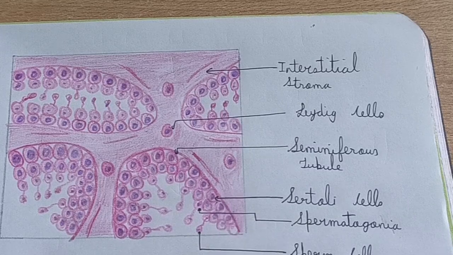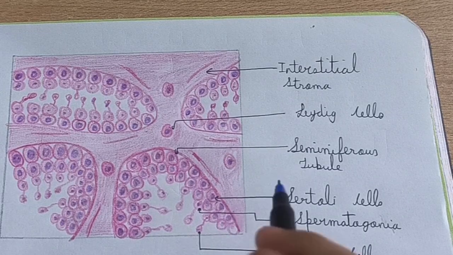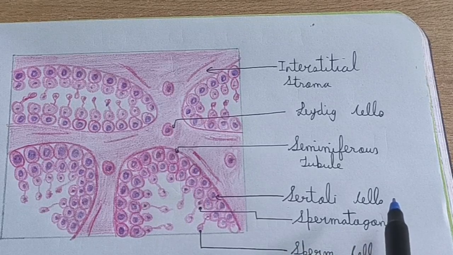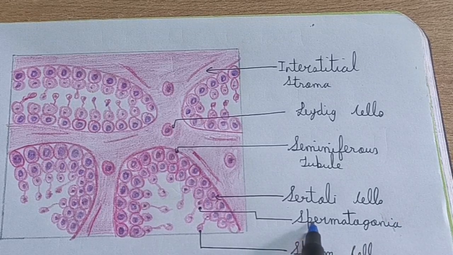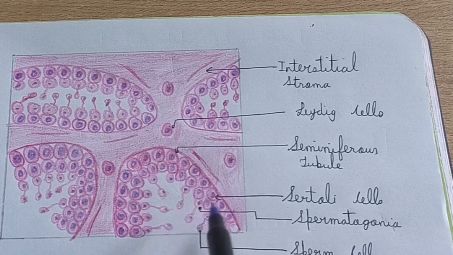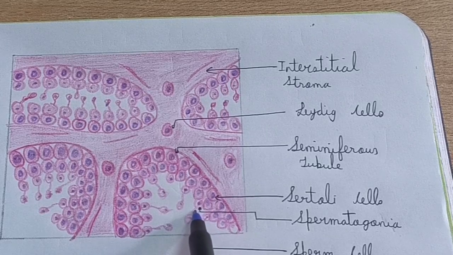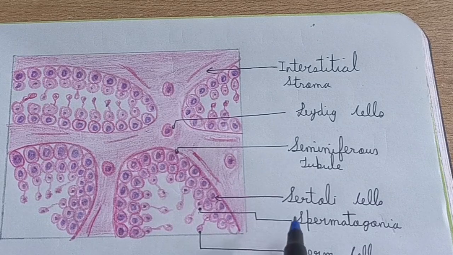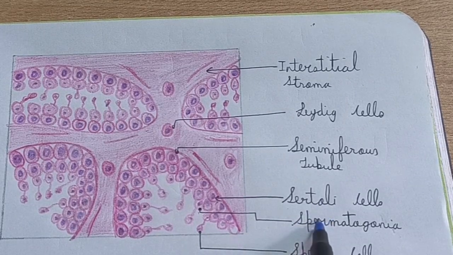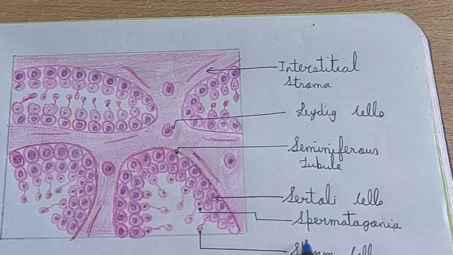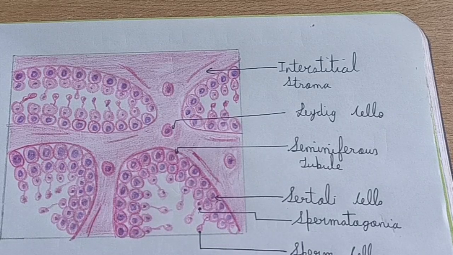So in the seminiferous tubules, these two types of cells are present, Sertoli cells and spermatogonia. The spermatogonia produce the male gamete, that is, the sperm. So in seminiferous tubules, Sertoli cells and spermatogonia are present, and the spermatogonia produce sperm, which is known as the male gamete. So this is all about the seminiferous tubule.